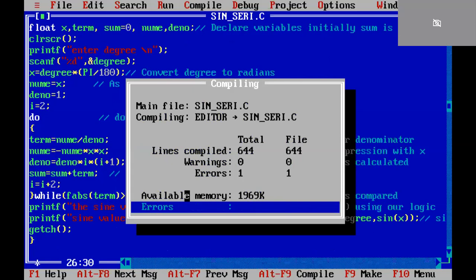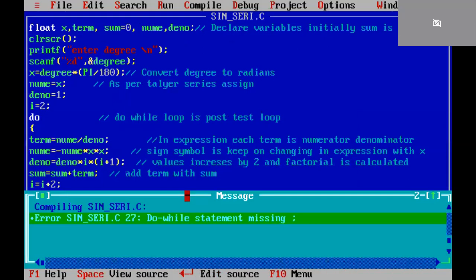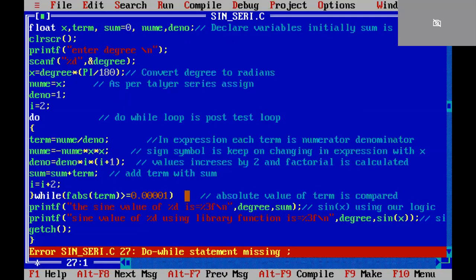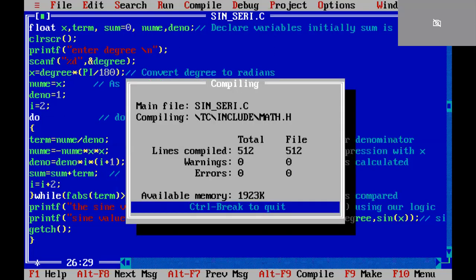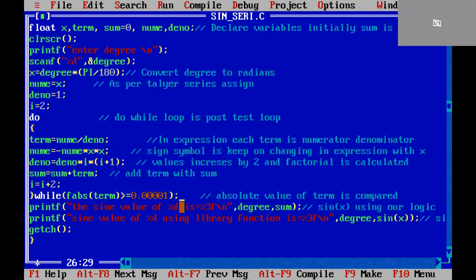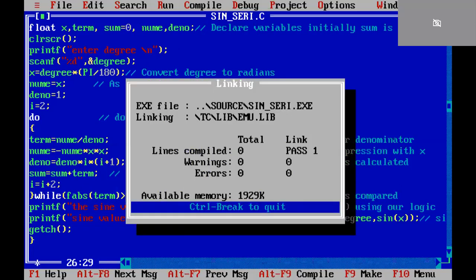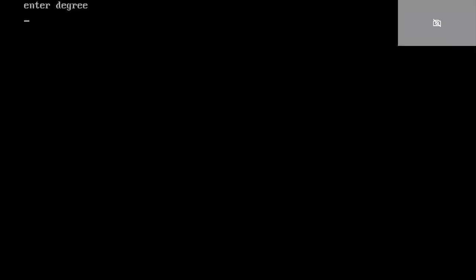Let's check what the error is. See here, I missed a semicolon. The while statement should be terminated with a semicolon. Now compile once more. Yes, now it does not have any warnings or errors. Go for the compilation. So compilation does not give any error.